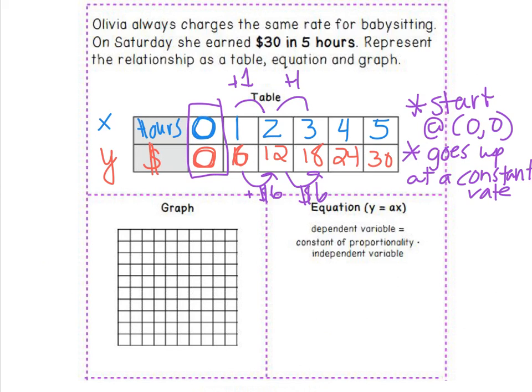So now let's take a look at our graph. So along the bottom is our x-axis, so we're going to label that hours. And let's just go up by 1. So we start at 0, 1, 2, 3, 4, 5. And then along this axis, our y-axis, we're going to label it dollars. And let's go up by 6, since that's our unit rate.